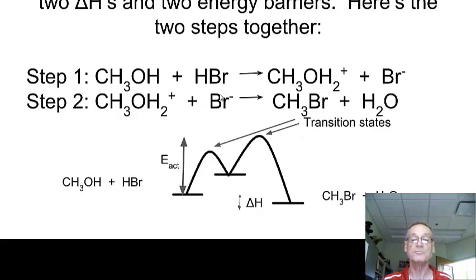And by the way, there are 2 hills here because there are 2 steps in the mechanism. If there were 3 steps in the mechanism, there would be 3 hills. If this was a one-step mechanism, as we've seen can happen, then of course you just have 1 hill you have to go over to get to the final product.